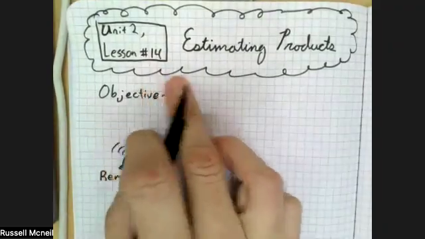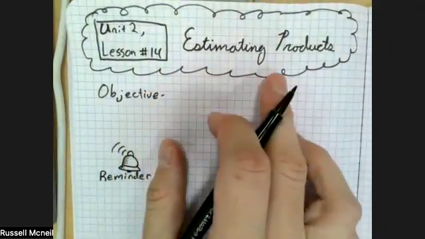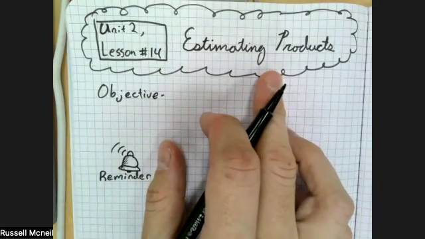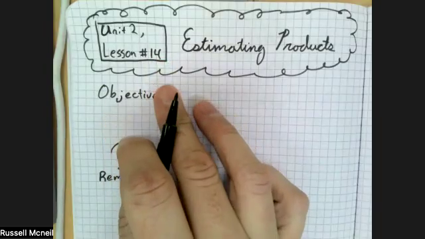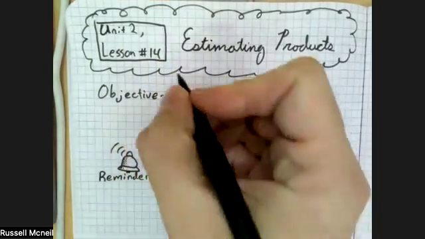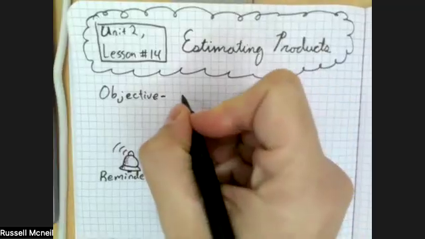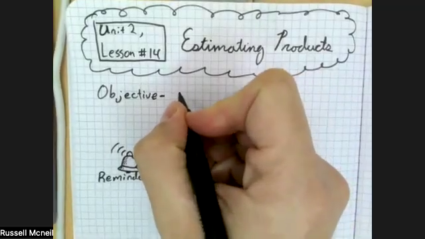Unit 2, Lesson 14. Today we're estimating products. Let's take a moment and neatly put in our title. When you're ready, we can move on to the objective. Today is an extension of the last few lessons.